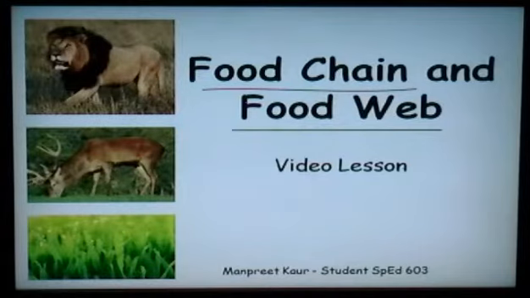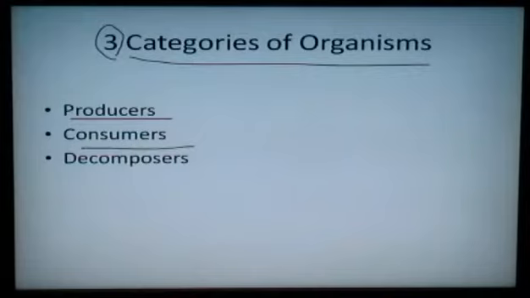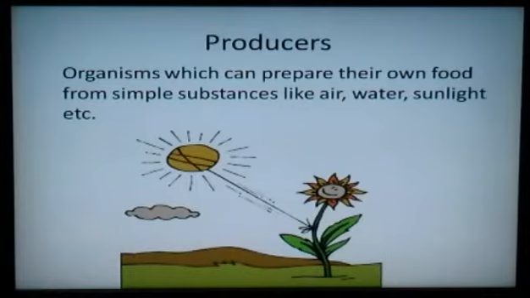But before going into detail, let's have a look at some of the important terms which we are going to use in the concept of food chain and food web. As we know, food is the basic necessity of life. All organisms need food to sustain their life. According to the manner in which organisms obtain their food from the environment, all the organisms can be divided into three groups: producers, consumers, and decomposers. On the next slide, we are going to discuss all of them in detail.